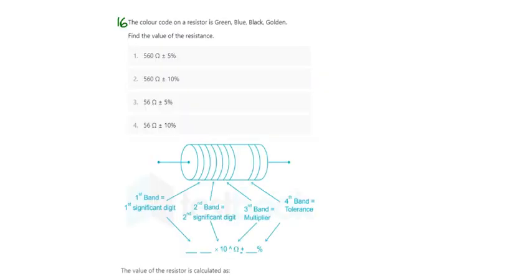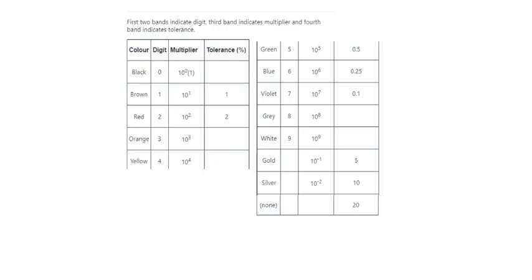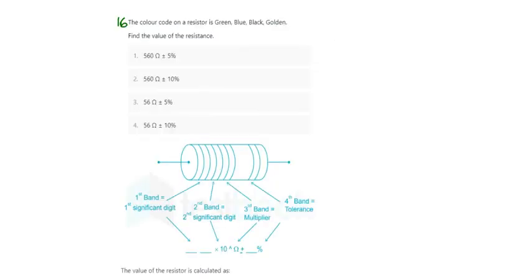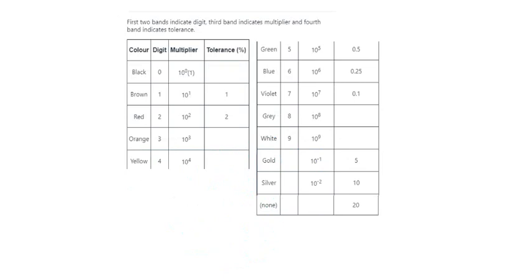The second band is blue, and blue is 6, so the second digit is 6. Black is the multiplier. Multiplier black is 10 to the power 0, which is 1. So 56 multiplied by 1 equals 56.